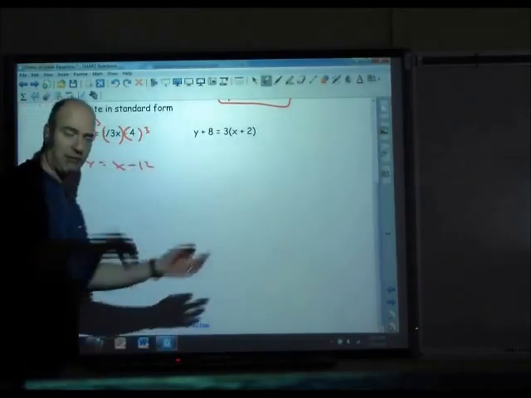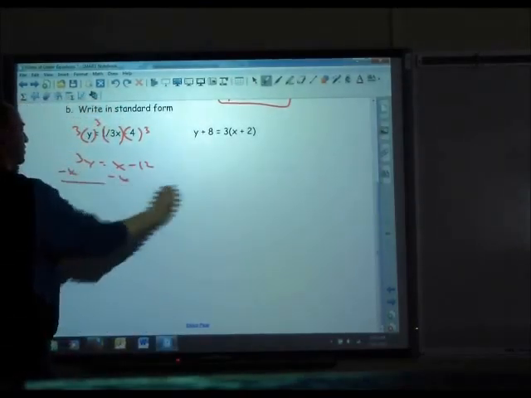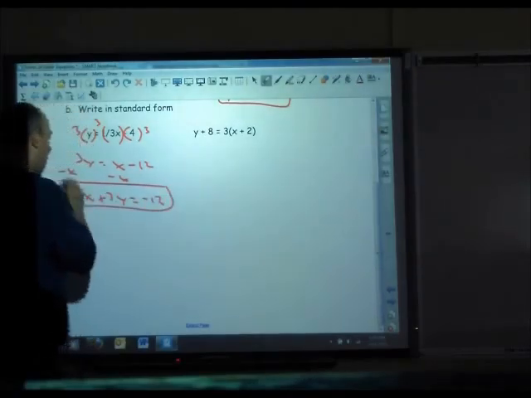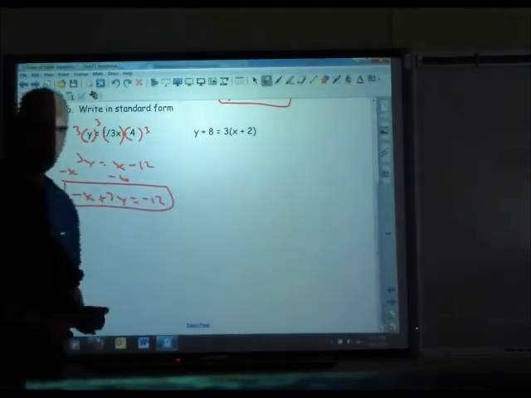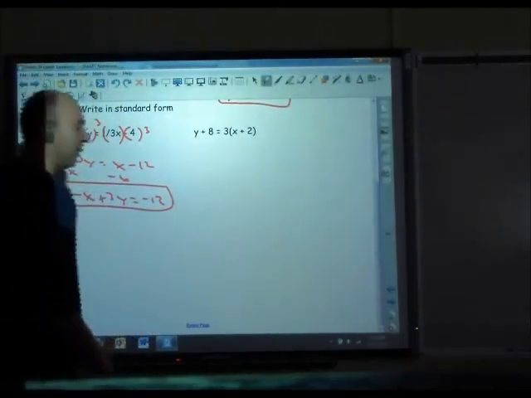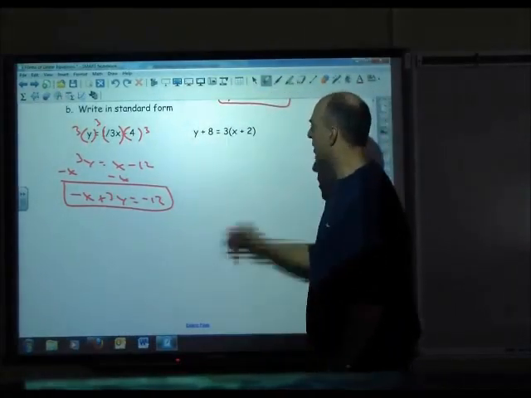And we just do some shuffleage to get x and y on the same side. So minus the x, -x plus 3y equals -12. Be prepared to have standard form and slope-intercept form and work with them on the state test. You're going to have them. All right, here I got one in point-slope form. Put it in standard form.